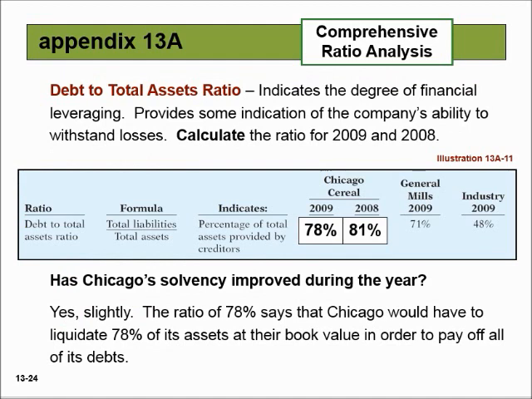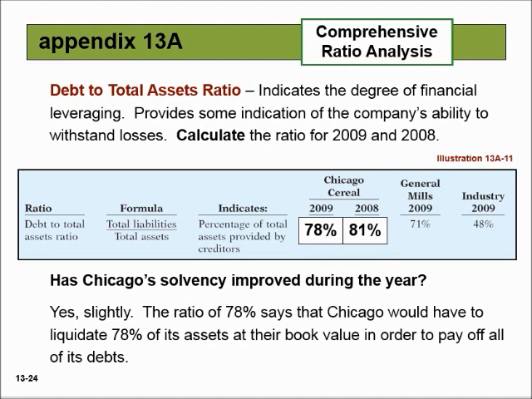The first one is the debt to total assets ratio. That's going to be our total liabilities divided by our total assets. So everything we owe divided by everything we own. So if we take a look at Chicago Cereal in 2008, it had a debt to total assets ratio of 81%. In 2009 it's 78%. What does that tell us? It tells us that we are actually paying our liabilities down a little bit. The amount of everything we own that we owe to other people has gone down quite a bit.